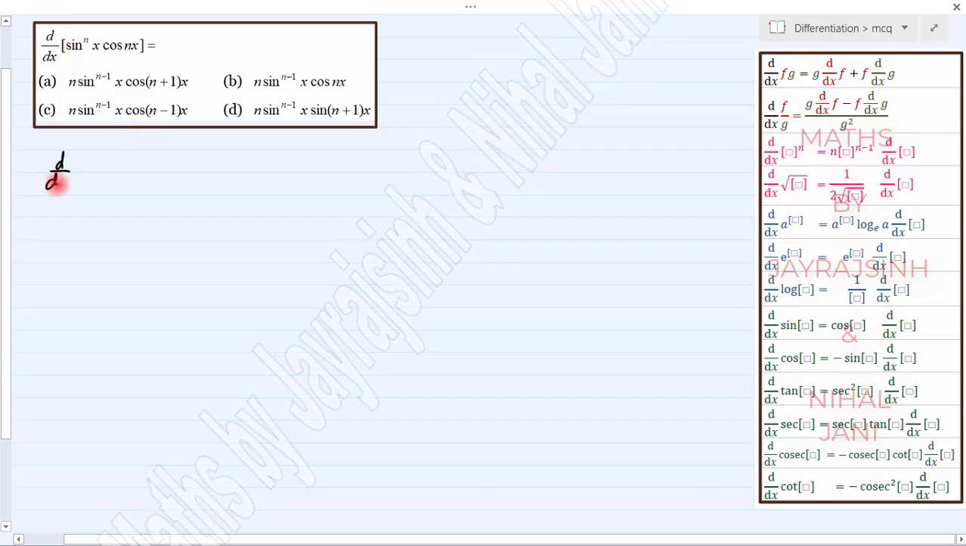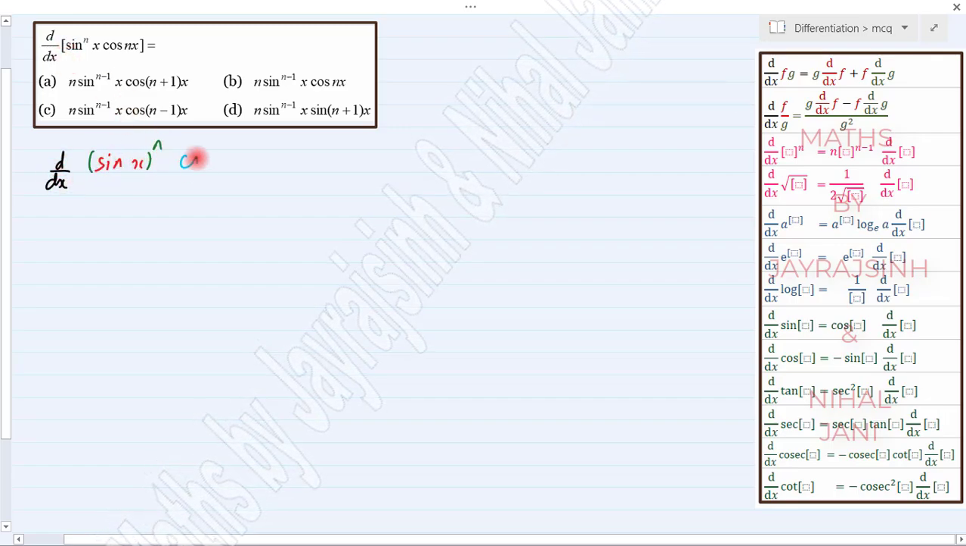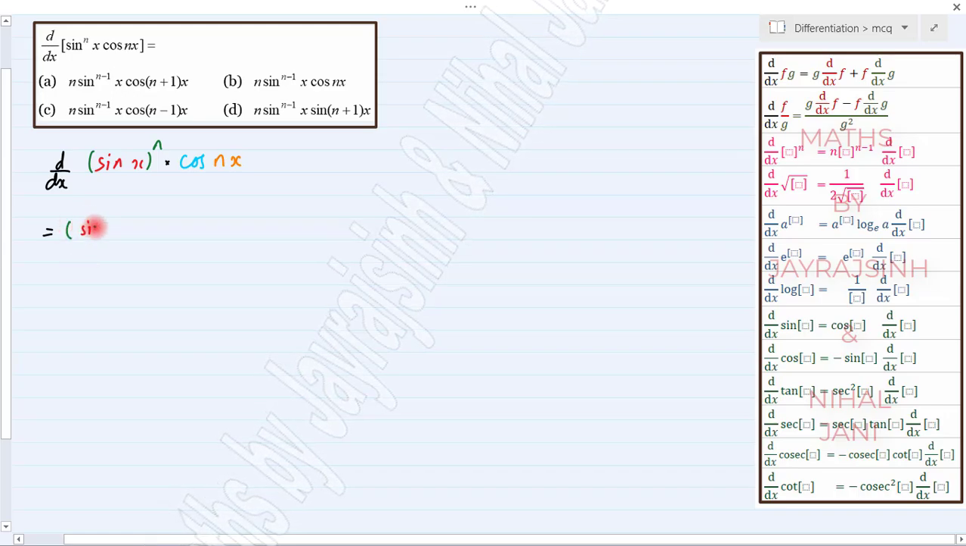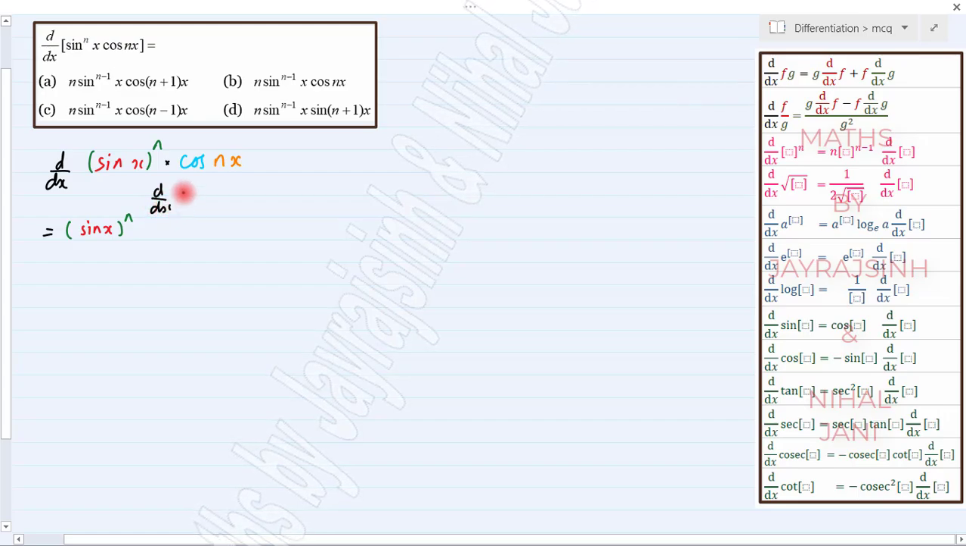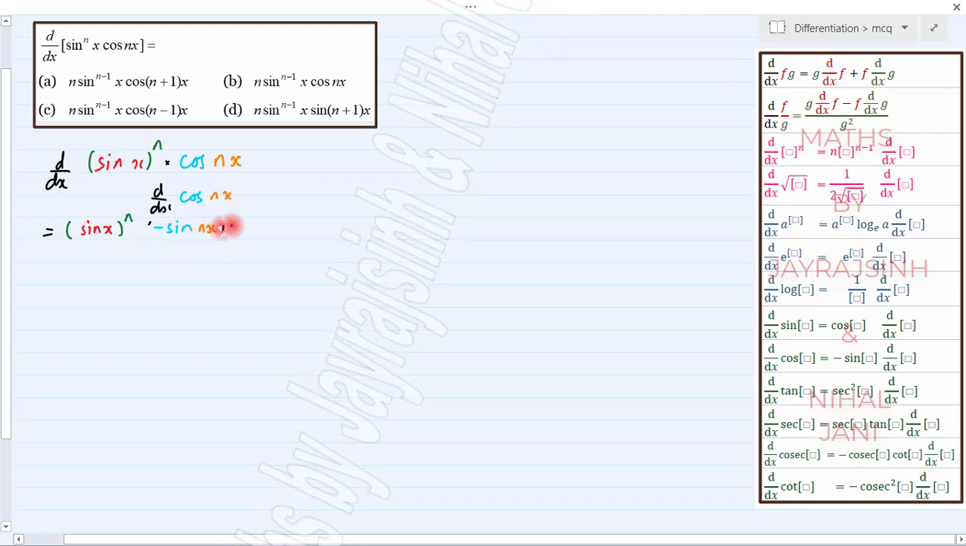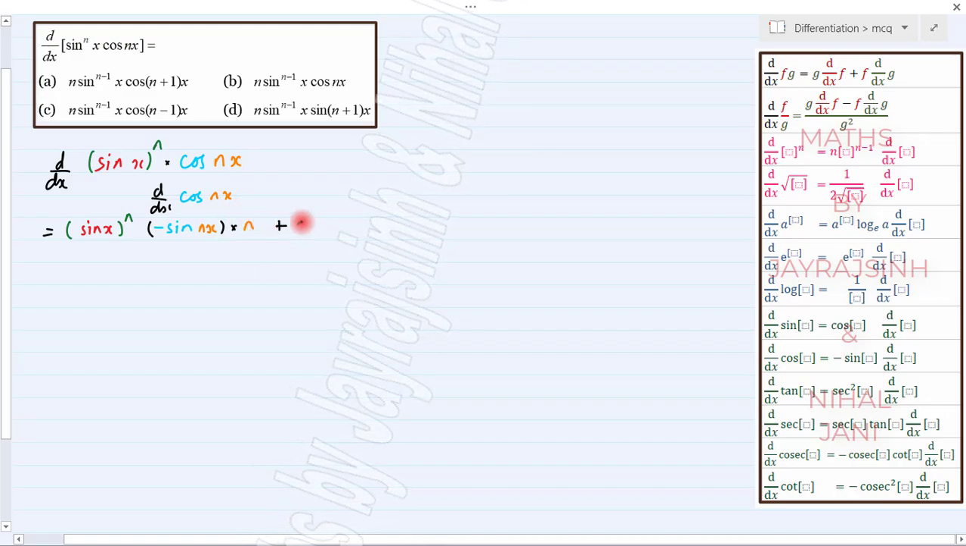Here we have to differentiate sin x raised to n into cos nx. And for that, we have to apply multiplication rule. Let's say in first term, your sin x raised to n will be as it is. We have to differentiate the second term, which is cos nx. So differentiation of cos nx is minus sin nx into coefficient of n, which is n, plus your cos nx will be as it is.